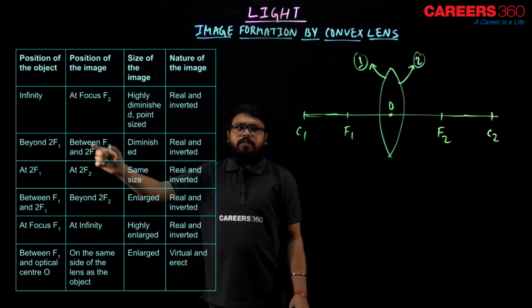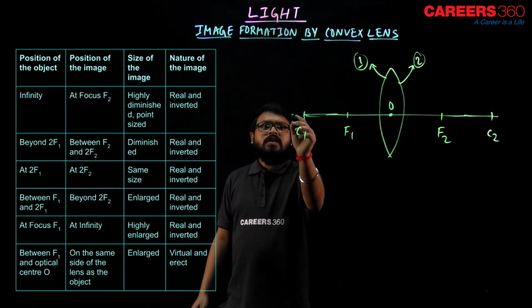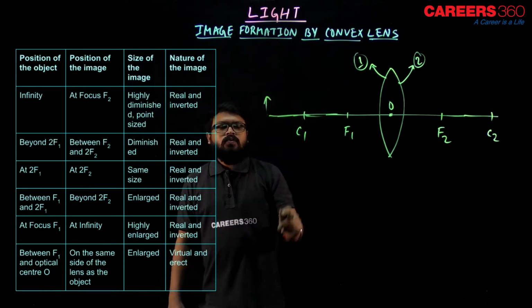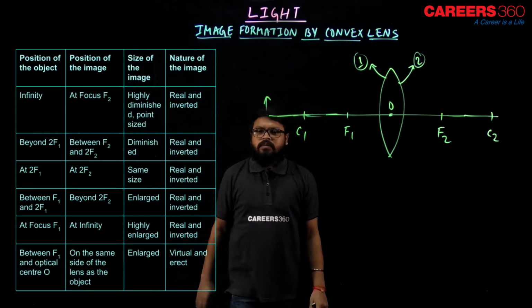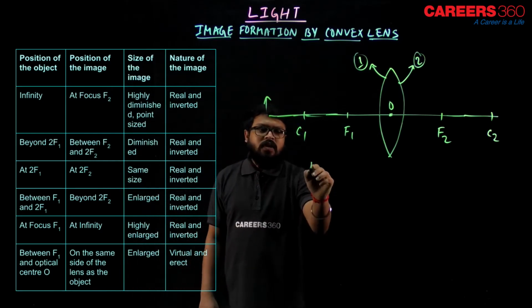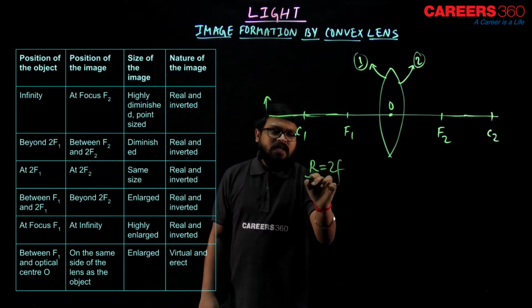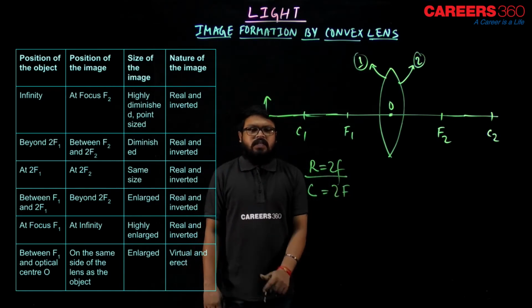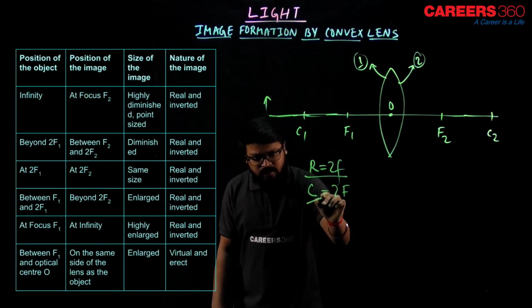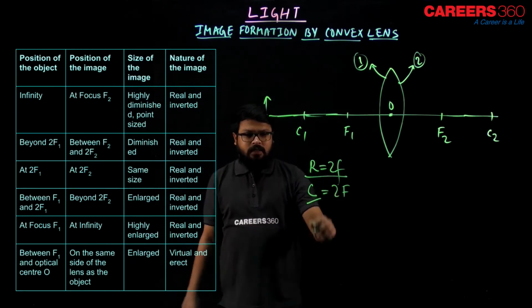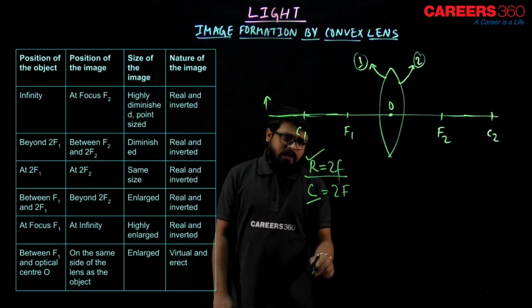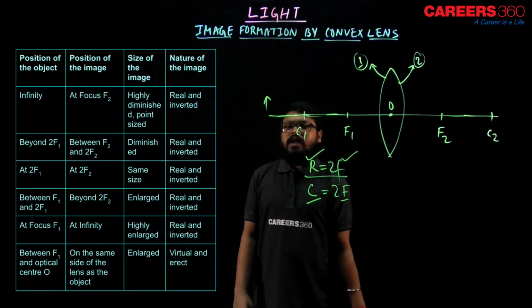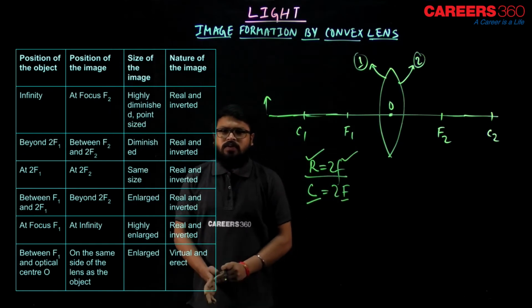Next one, beyond 2f1. Beyond 2f1 means beyond c1, because we know R equals 2f. R is nothing but c and f is nothing but focus. The distance of the center of curvature from the optical center is the radius of curvature, and the distance of the focus from the optical center is nothing but focal length. So, that is why we mention c equal to 2f.